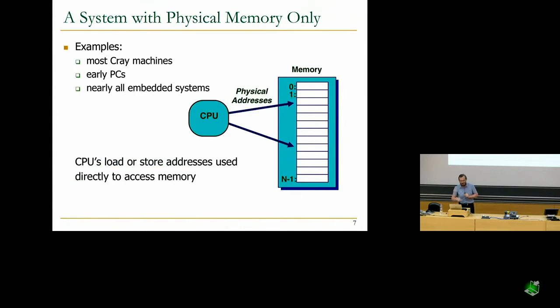Okay, this is a high level. So let's go into an example. This is what we've been assuming so far: a system with physical memory only. This is not the state of the art. You don't have it in your CPUs.